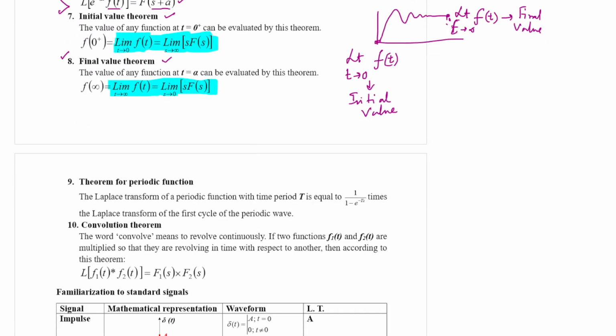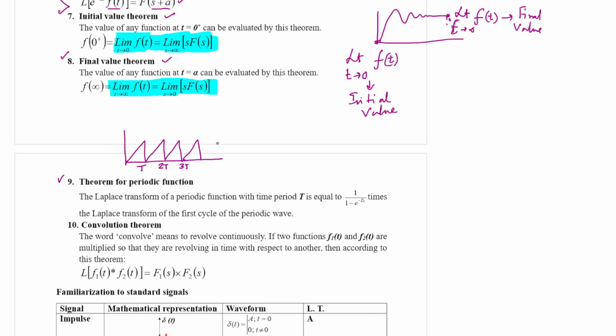Now let us discuss another very important property. Let us say we have this function. What is this type of function called? It is called a periodic function. Let us say the time period is T. It is repeating itself after a time interval of T.